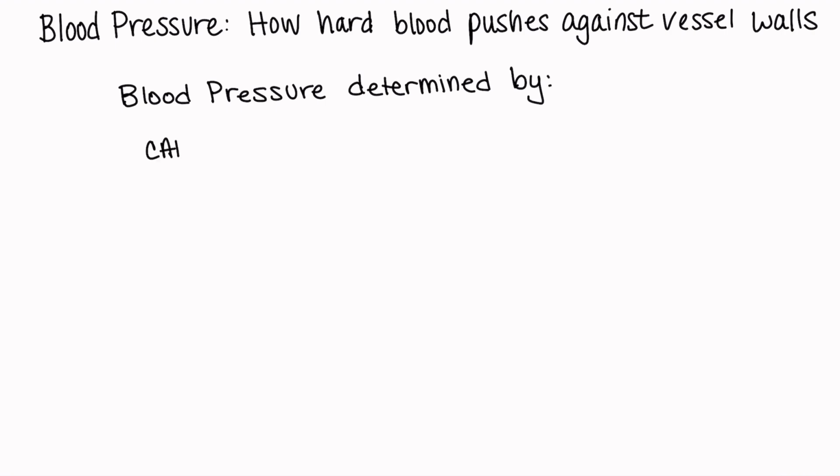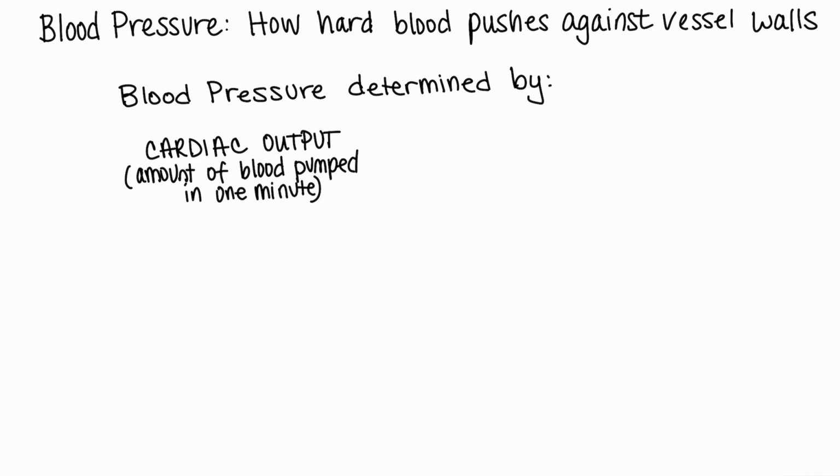It's determined by cardiac output, and that's the amount of blood pumped by the heart in 1 minute. And it's also determined by resistance. We call it total peripheral resistance. And this is how much the blood vessels are resisting that blood that's being pushed out of the heart. Or the other way to think of it is how easy is it for the blood that's being pumped from the heart to flow through the vessels. This is TPR, and cardiac output is CO.